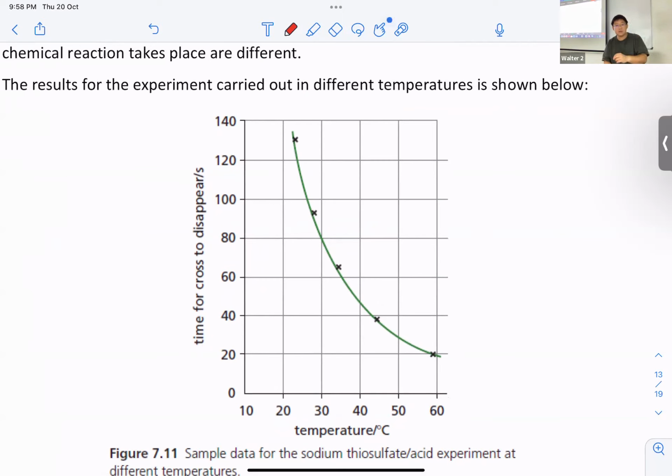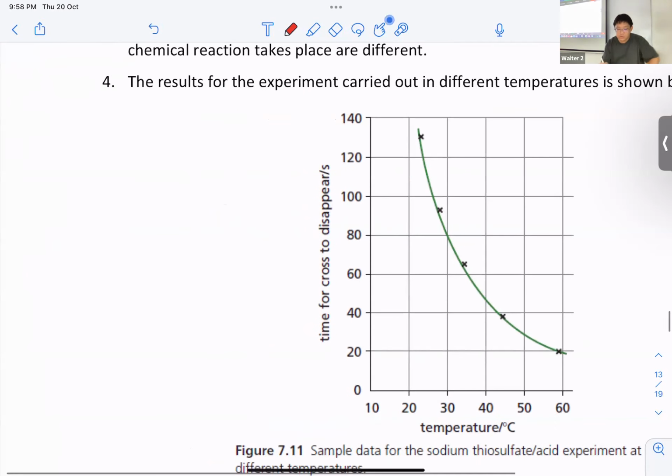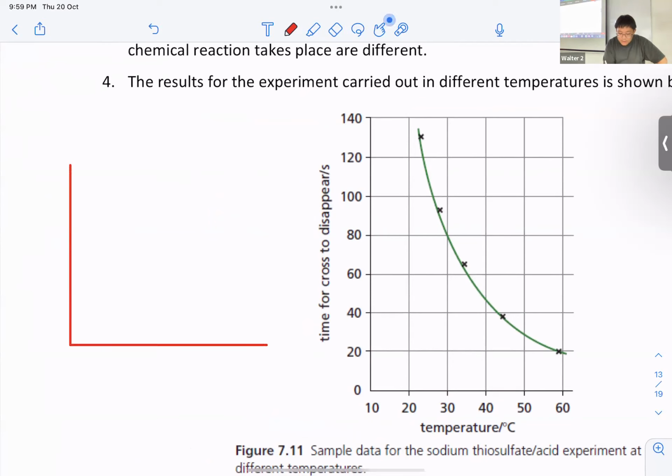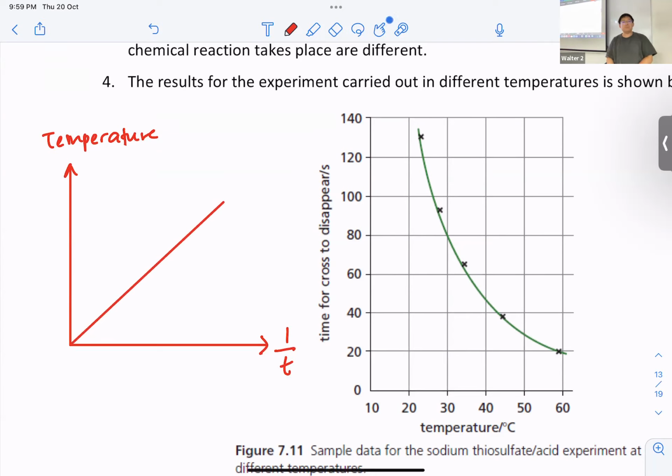You understand? So again, if you were to draw the graph of temperature against 1 over time, which is technically temperature against rate, you will get a directly proportional graph. That tells you that temperature is directly proportional to rate. Okay, do you understand?